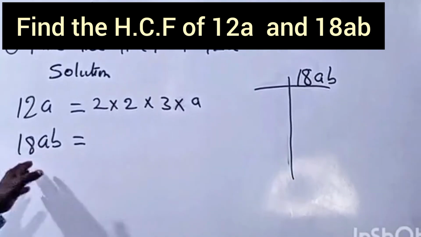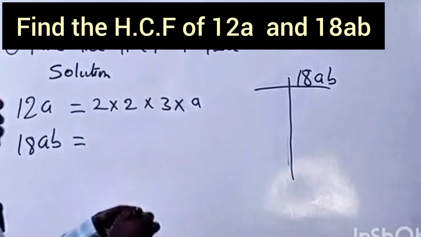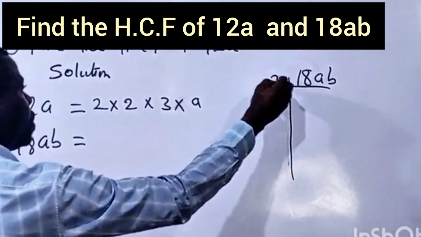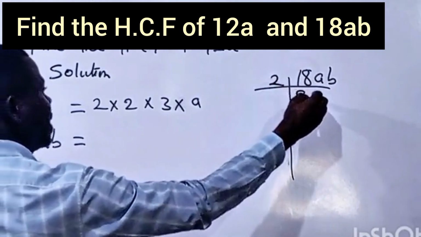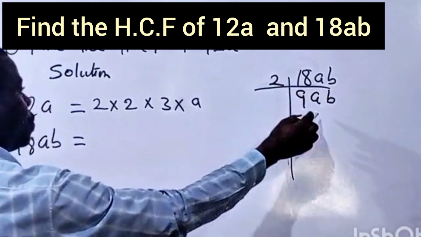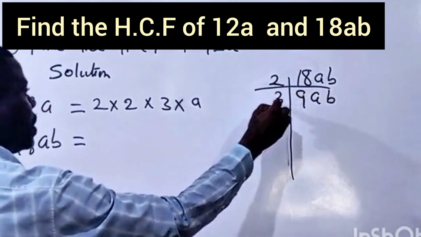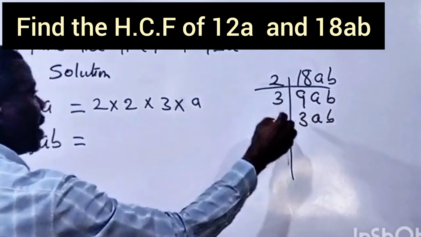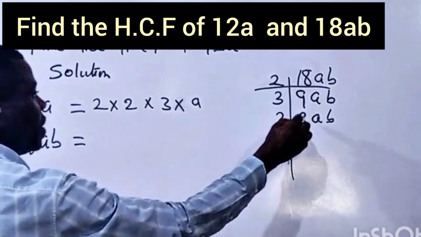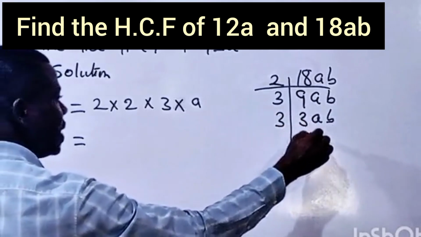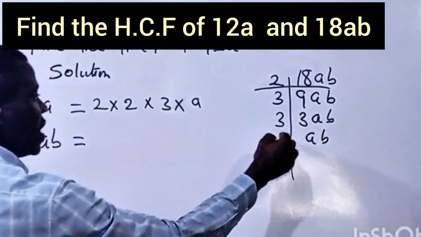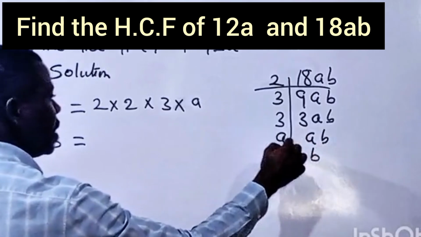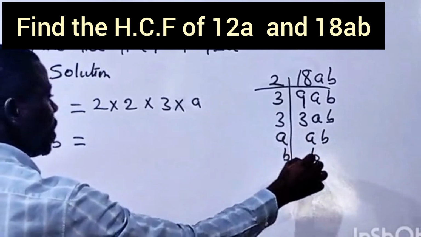So now you divide 18ab the same way. So this is 18ab. Let's break it down. 2 can still go. 2 here is 9ab. Can 2 still go? No. 3 can go. 3 into here will be 3ab. Can 3 still go? Yes. 3 into here will be just ab. What can go? A. When A goes, only B will remain. Then when B can go, here will be 1.